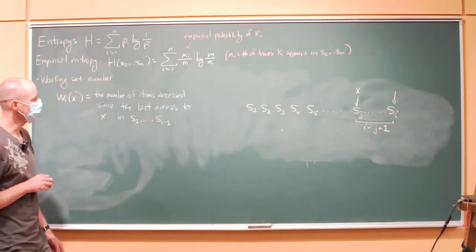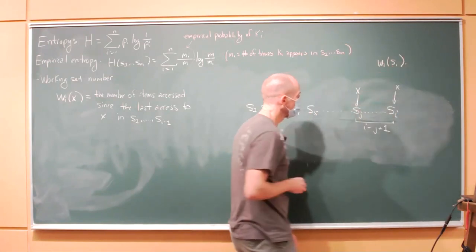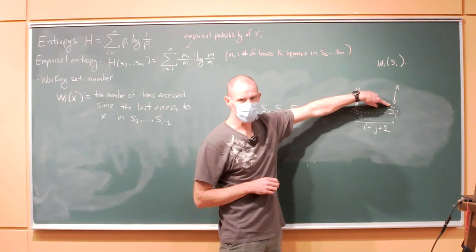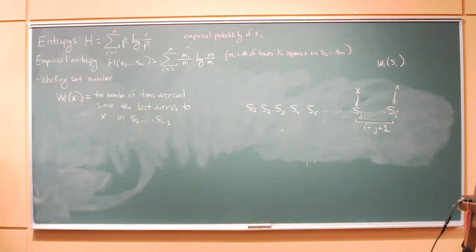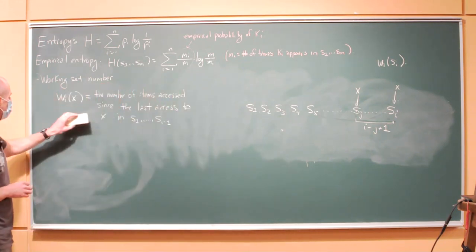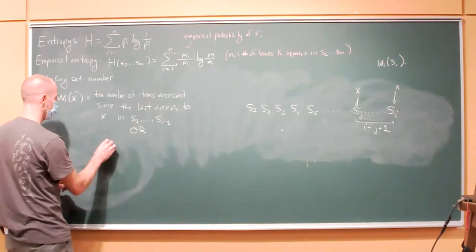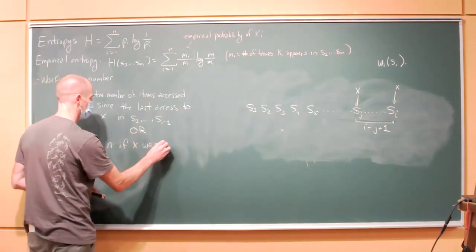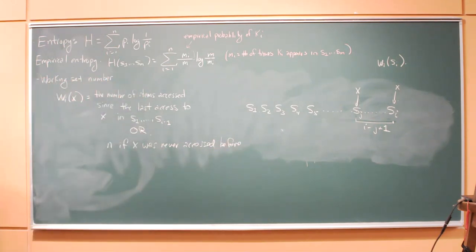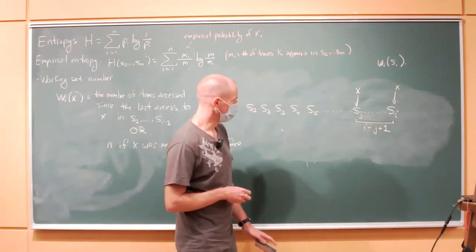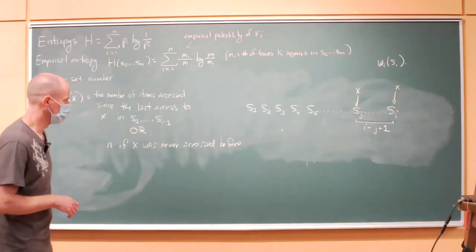And actually, what we're really most interested in is always looking at the working set number at time i of S_i. Think of that as: I'm about to search for this thing, how long has it been since I saw it last? Just to be careful, this is not totally defined, or it's n if x was never accessed before. So the first time you access x, if you've never seen it before, then the working set number is n. It's the worst it could possibly be.